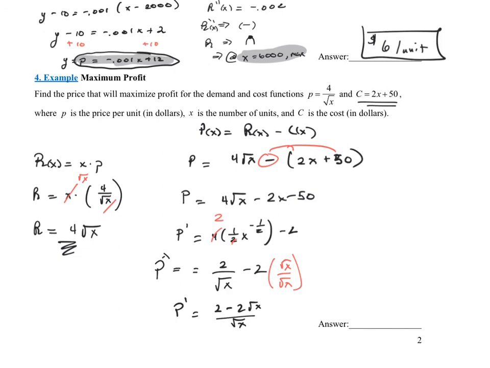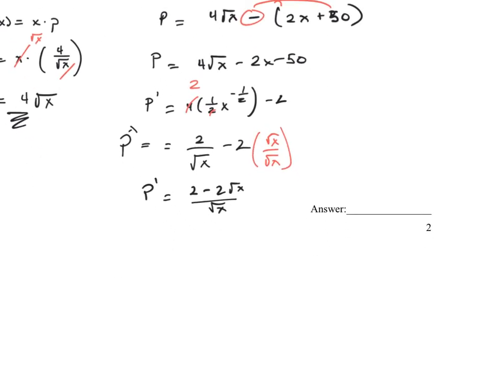Okay. So now I need to consider when this derivative, I need to find the critical values. So when is this derivative equal to 0? And when is this derivative undefined? Well, it's undefined when the denominator equals 0. Squaring both sides, that would give me x equals 0, which means don't produce anything. That's not an option. It would be equal to 0 when the numerator's equal to 0. So I'm going to solve that.